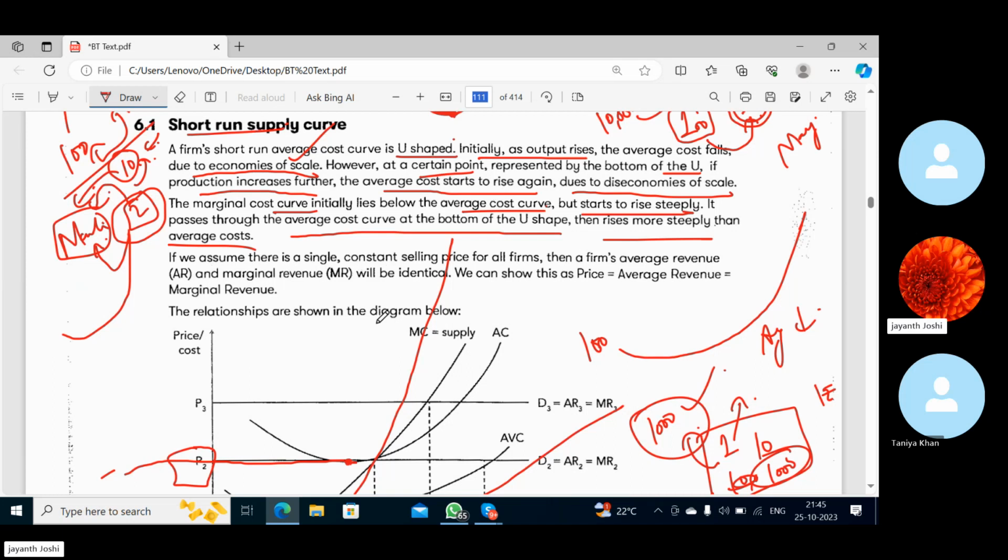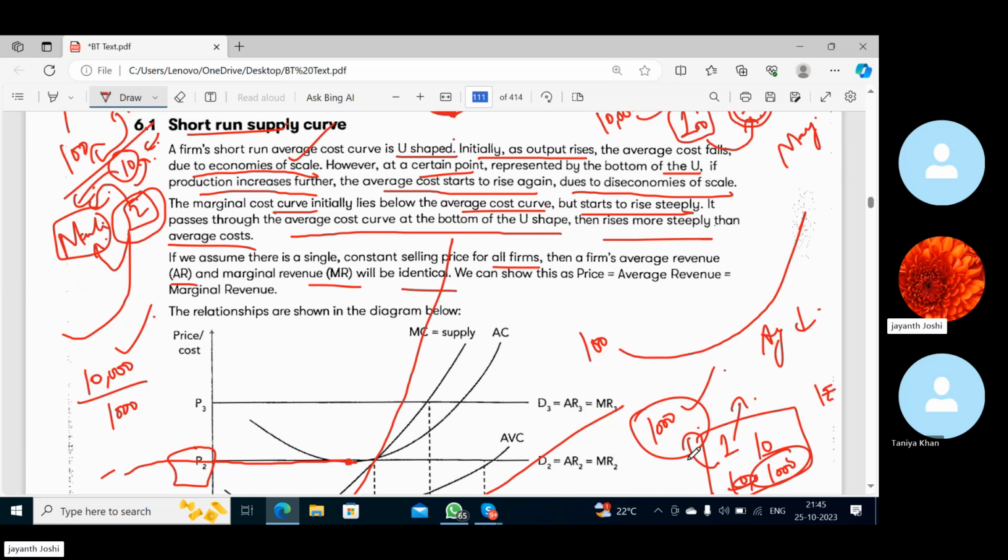If we assume a single constant selling price for all the companies, then a firm's average revenue is nothing but, if they have generated, say, 10,000 rupees in revenue divided by 10,000 units. So on average, 1 unit is 10 rupees. Average revenue and marginal revenue will be identical.